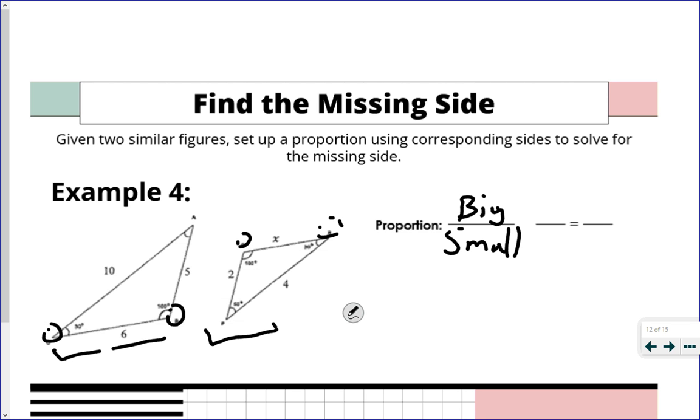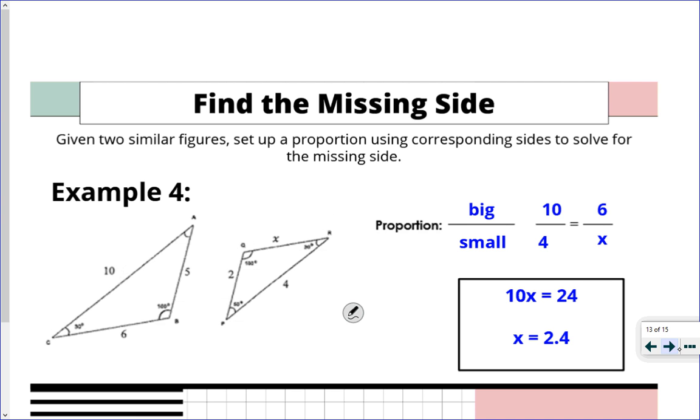So for a big triangle, the other side, it really doesn't matter. I'm just going to pick the longest side. So for a big triangle, our numbers would be 10 and 6. And for a smaller triangle, the measurements would be 4 and x. Then you cross multiply, and the equation you get is 10x is equal to 24. And you divide by 10 and you find that x is 2.4.